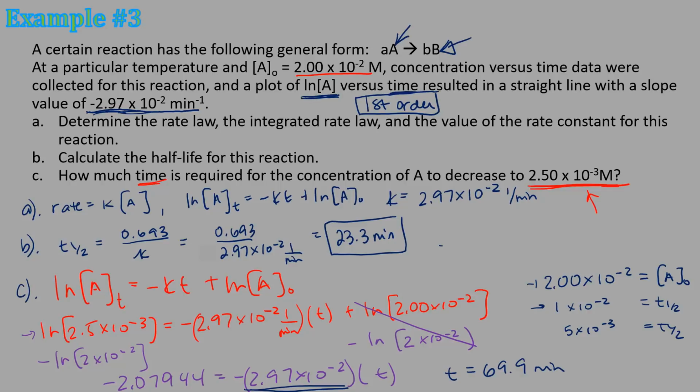And then you can put in your calculator divided by 2, and you get that. So I'm going to do it one more time, and I get 2.5 times 10 to the negative third, which is this value right here. So it went through 3 half-lives. So if a half-life is 23.3 minutes, if we multiply that by 3 half-lives, we get 69.9.